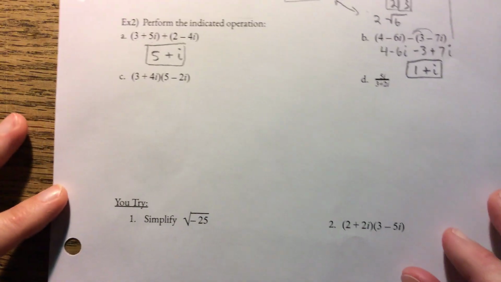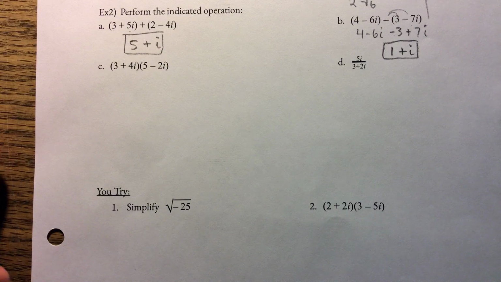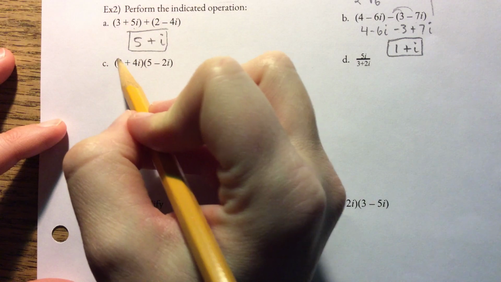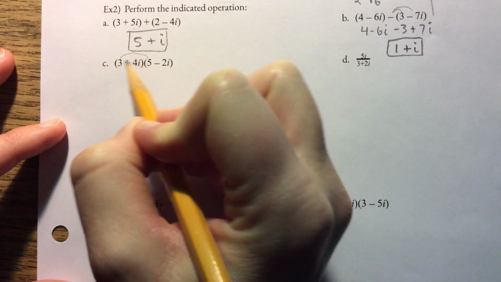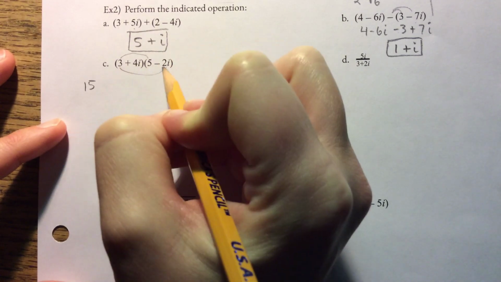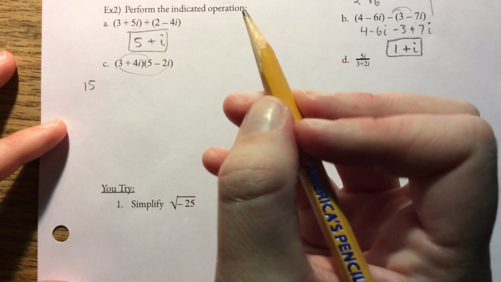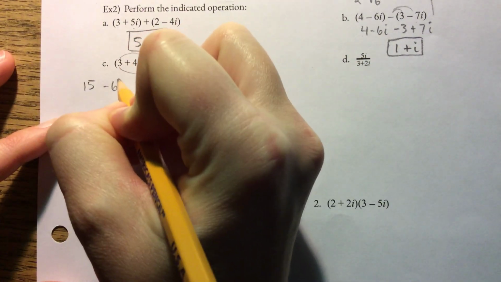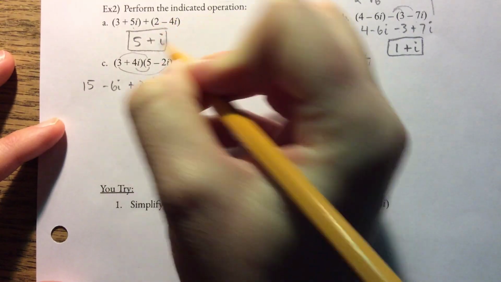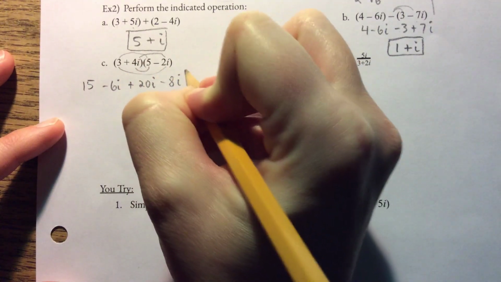Alright, part C, multiplying. So here we have to do either the FOIL or the box method on here. So if I do FOIL, I will do first, 3 times 5 is 15. Outside, 3 times negative 2i. You can multiply a real number and an imaginary number, so that's going to be negative 6i. Inside, 4i times 5 is 20i. And last, 4i times negative 2i is negative 8i squared.